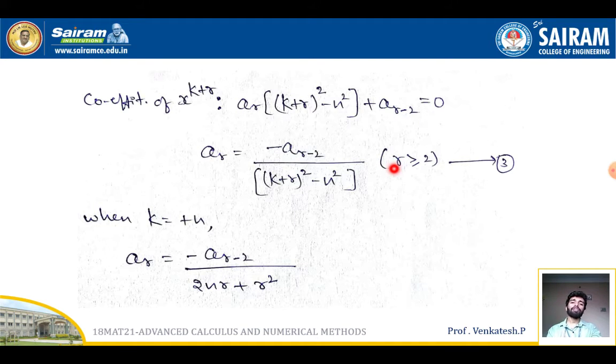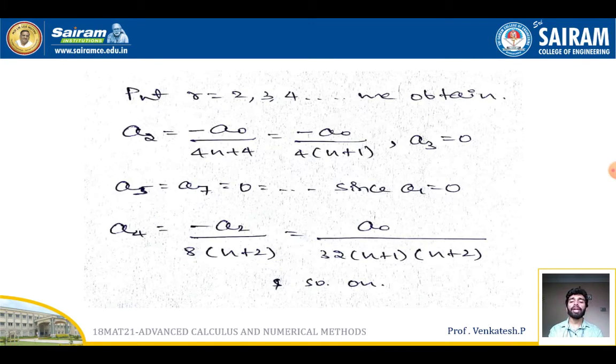So now we already know the values of a0 and a1. So now start doing with the next values. First we choose the first case. So I'm choosing k is equal to plus n, the first root. If I replace k is equal to n here, I'm getting the equation like this: ar is equal to minus a(r minus 2) by (2nr plus r square). So now from this equation, I'm going to estimate the values of a2, a3, a4 in terms of a0. If I replace r is equal to 2, I'm getting the equation like a2 is equal to minus a0 by (4n plus 4), or a2 is equal to minus a0 by 4 times (n plus 1).